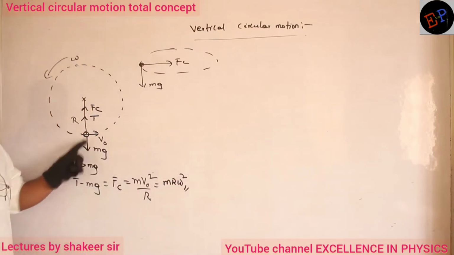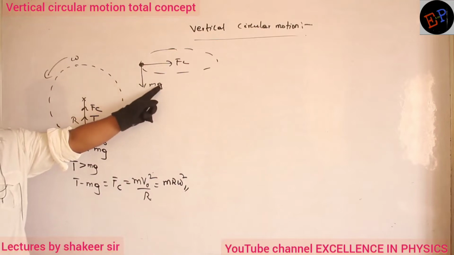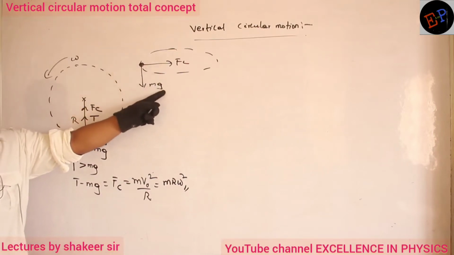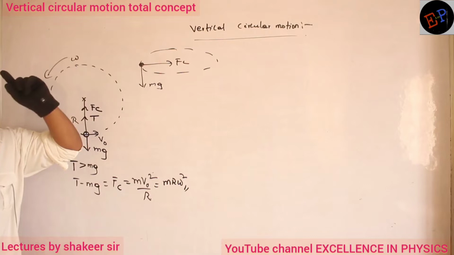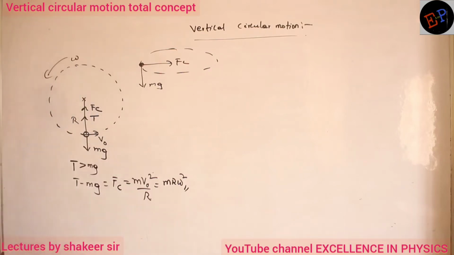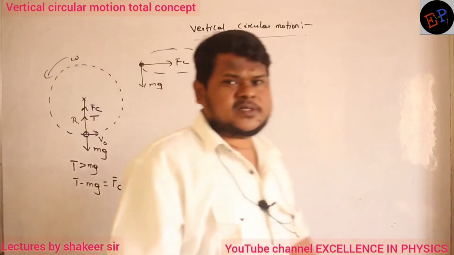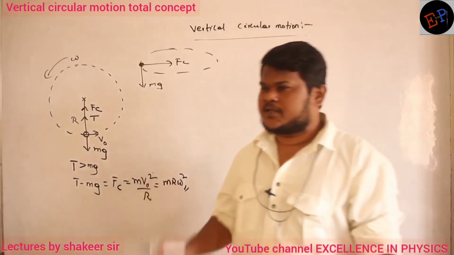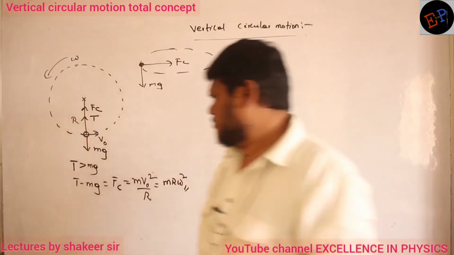So here, in a horizontal circle, there is no relation of weight to centripetal force. But here weight is very much related to the concept of centripetal force. So that is why the study of horizontal motion is completely different, and the study of vertical motion is completely different. Are you able to understand?